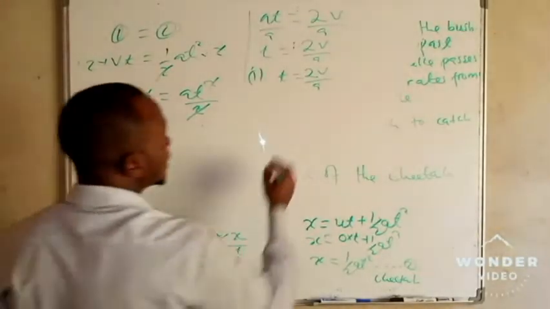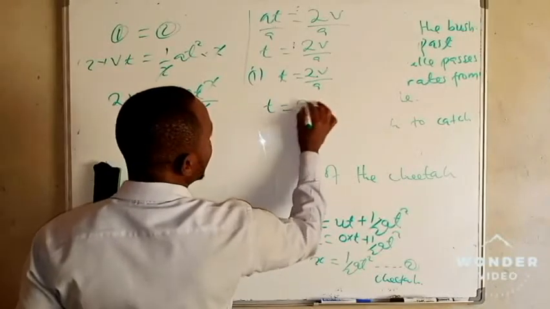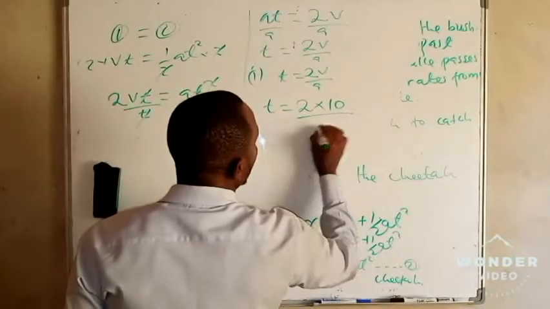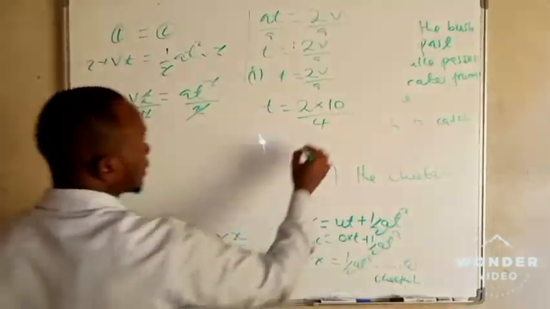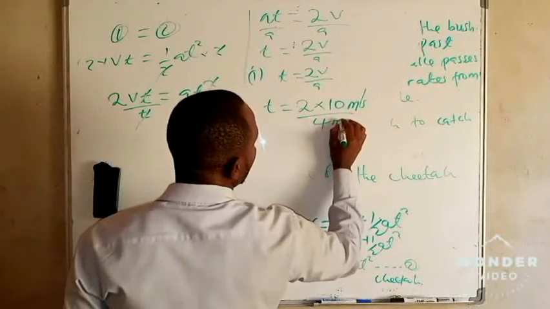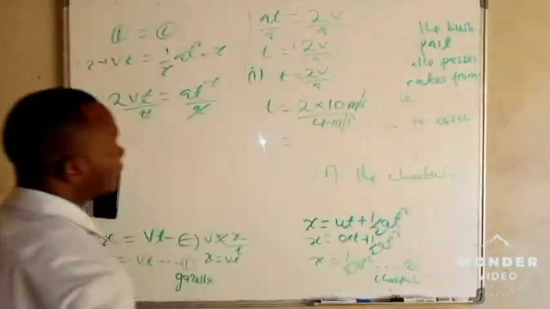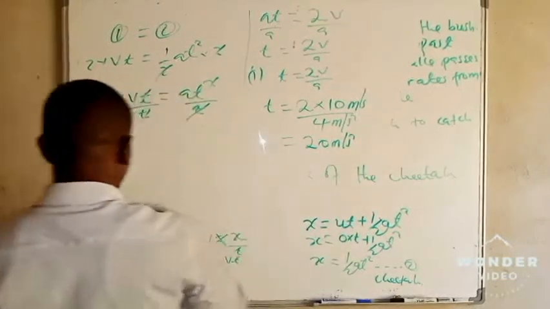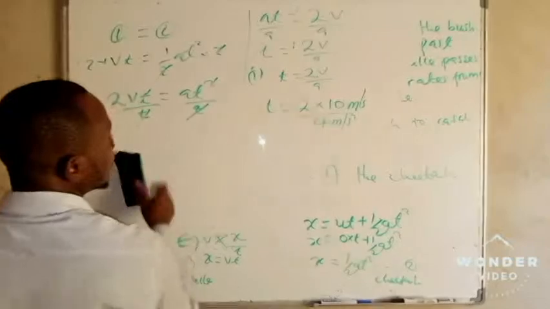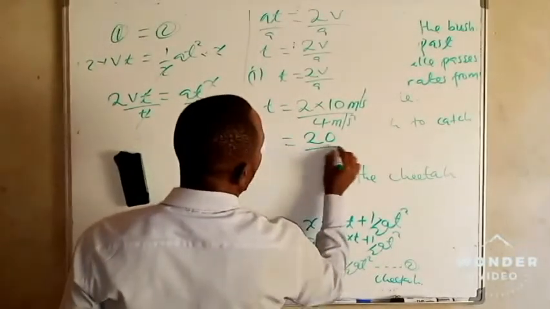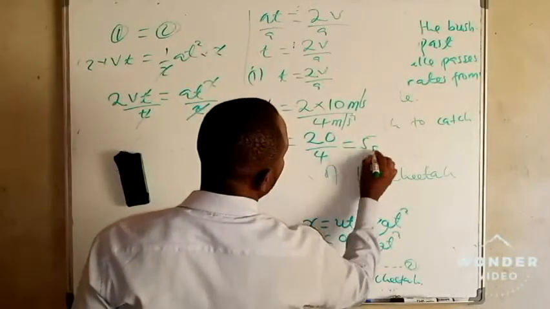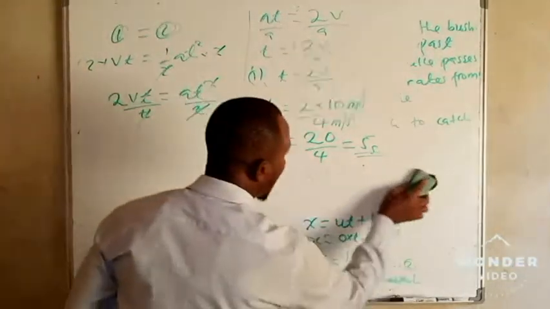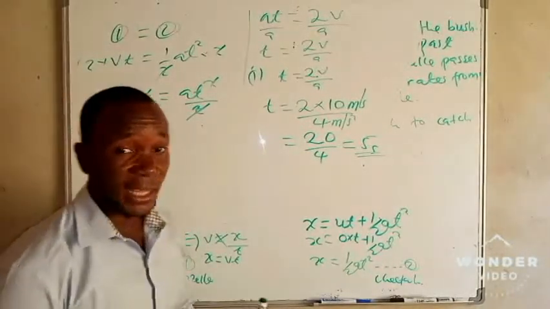If we plug in the values, we have 2 times the v that was given, which is 10, over 4, which is the acceleration, in meters per second squared. We're going to have 20 over 4, which will give us 5 seconds. So this is the time the cheetah took to actually catch the gazelle.